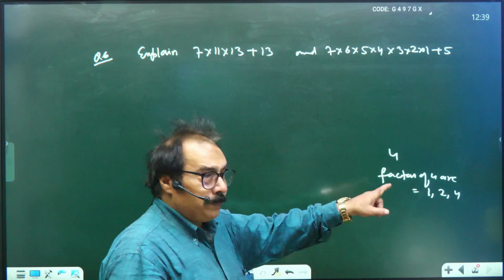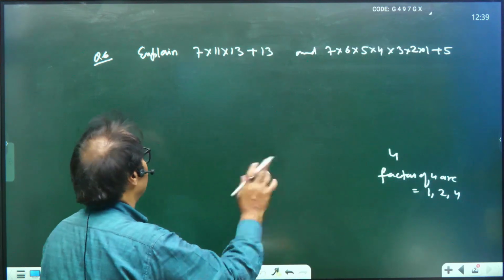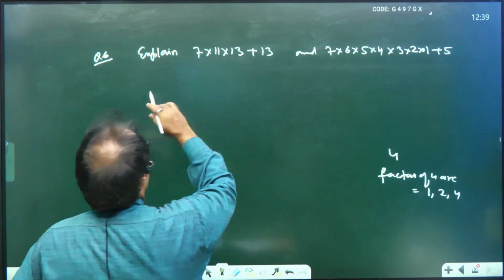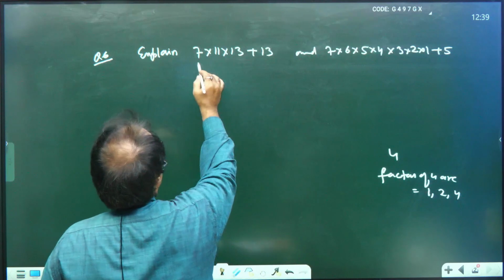So the smallest composite number is 4. You must remember that. Anyhow, I am taking this part.